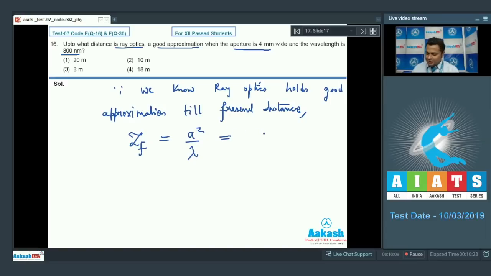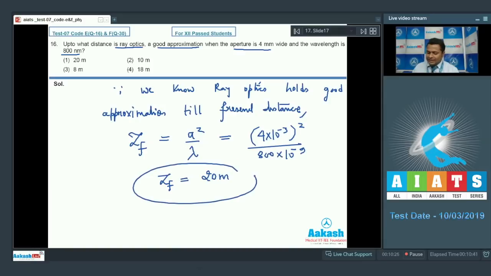Plugging the values, A is 4 into 10 to the power minus 3 whole square, whole divided by lambda, that is 800 into 10 to the power minus 9. After solving, we will get the Fresnel distance ZF, that is 20 meter. So therefore we can say that the ray optics in this case will hold good up to 20 meter. So after looking at the options, we can say that we'll have to go with option number 1, which is absolutely correct. Now let us proceed to the next question, that is question number 17.